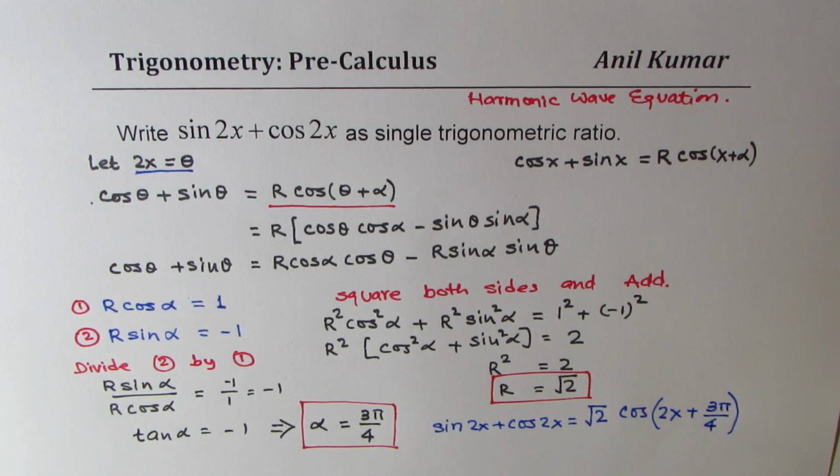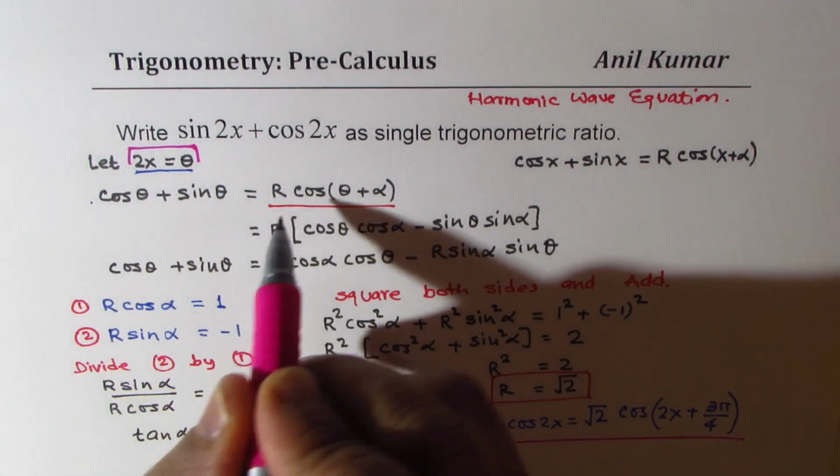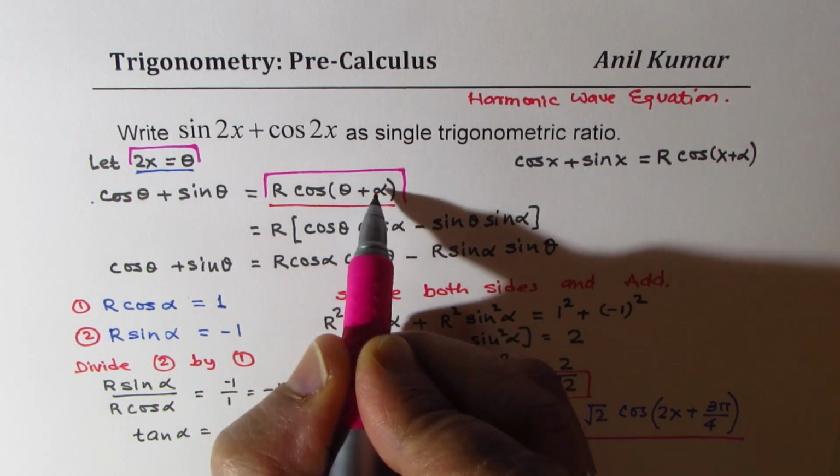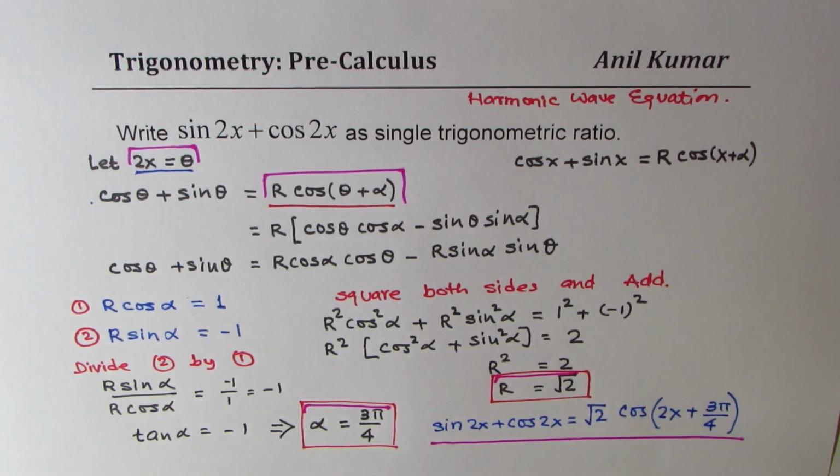Correct? So that is how we need to solve such questions. So that is the final answer. We substituted theta as 2x in r cos of theta plus alpha, where alpha is 3 pi by 4 and r is square root 2. So I hope these steps are absolutely clear. Whenever you have a combination of sine and cosine, you can always use this strategy and write it as one trigonometric ratio. I hope that helps.